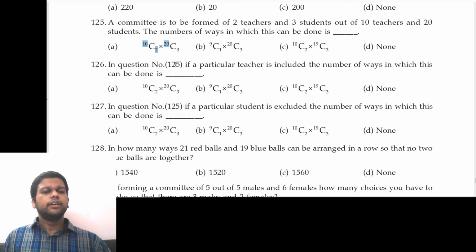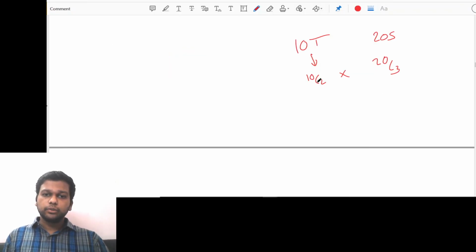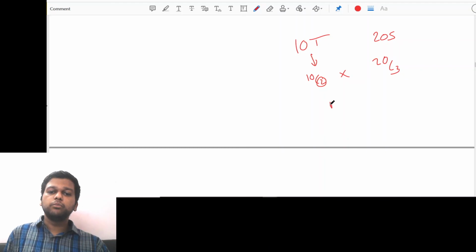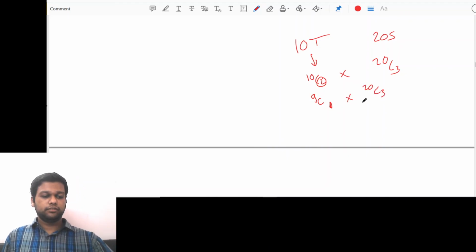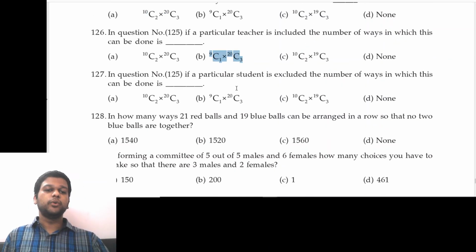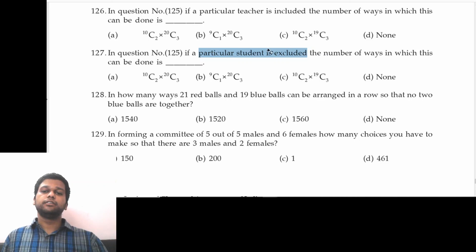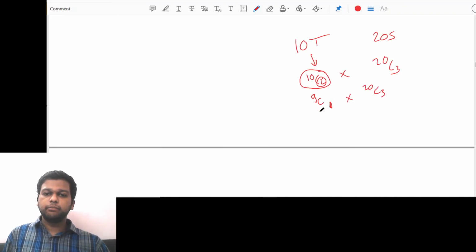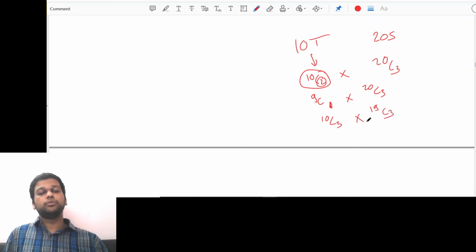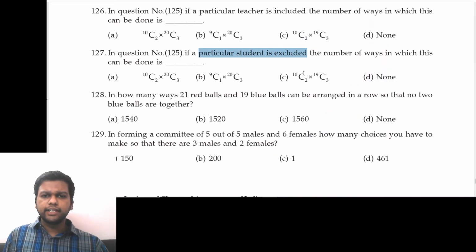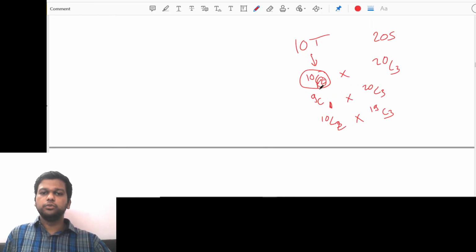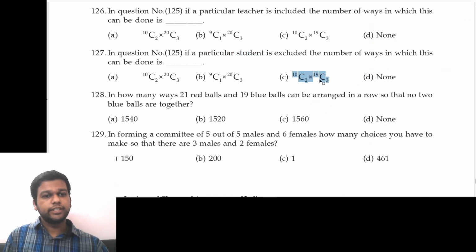Next, 126. In question 125, if a particular teacher is included, that means we don't have to select 2, we have to select only one more teacher out of the remaining 9 teachers. So it will be 9C1 into 20C3. So option B. And in question 125, if a particular student is excluded, then the number of ways. So teachers will stay the same, 10C2. And one student is excluded, that means we have only 19 students now, out of which we have to select 3. So 10C2 into 19C3, which is option C.